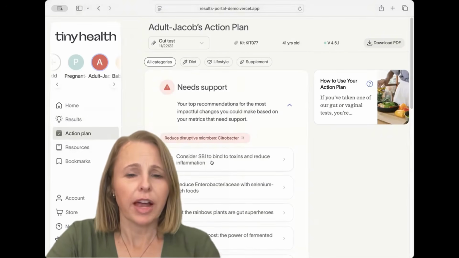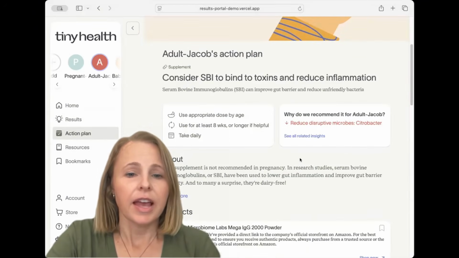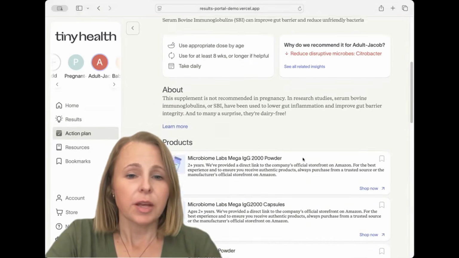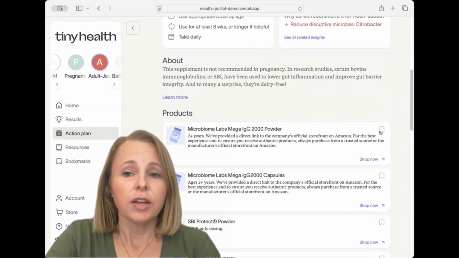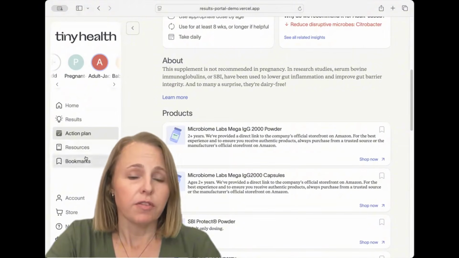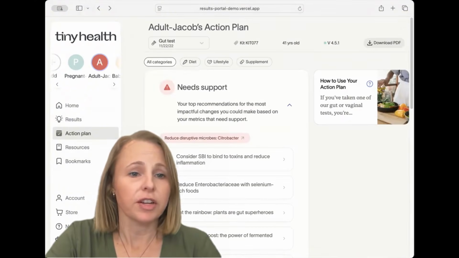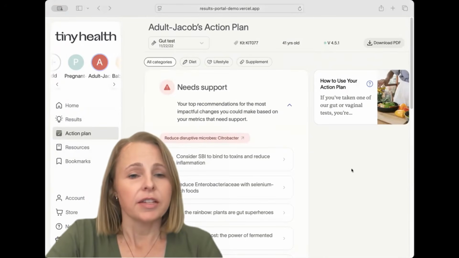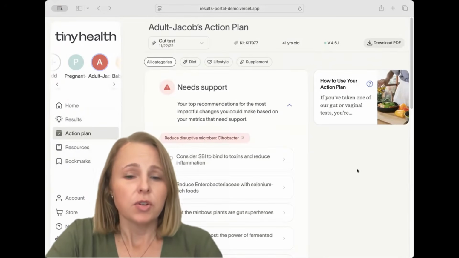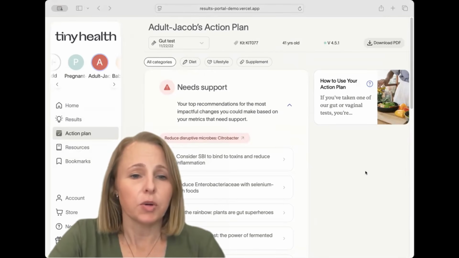As you're going through your action plan, if you find actions, foods, or supplements that you would like to focus on or be able to come back to easily, you can click this little ribbon, little tag here, and it will bookmark these items, and you can find them over here in the bookmark section for easy reference. We recommend starting with the areas that need support, picking 1, 2, 3 actions that feel realistic and doable.